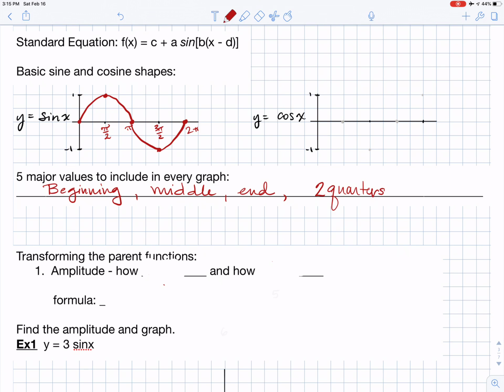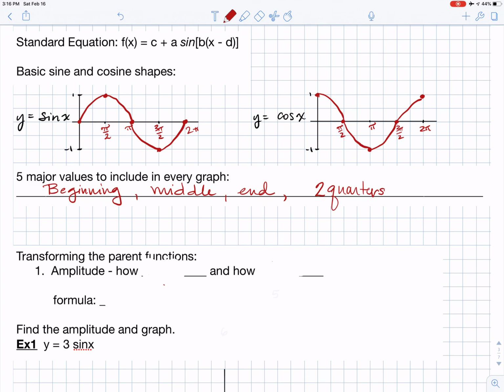Now for cosine, the beginning, middle, and end are actually going to be my maximum and my minimum values. So the beginning and the ending are maximums, the middle is the minimum. And the 2 quarter points are going to be on the x-axis. Once again, if this is the cosine parent, the ending is going to be at 2 pi. Take half of that, you have pi. Take half of that, you have pi over 2, and then you can just count 1 half, 2 halves, 3 halves, 4 halves.